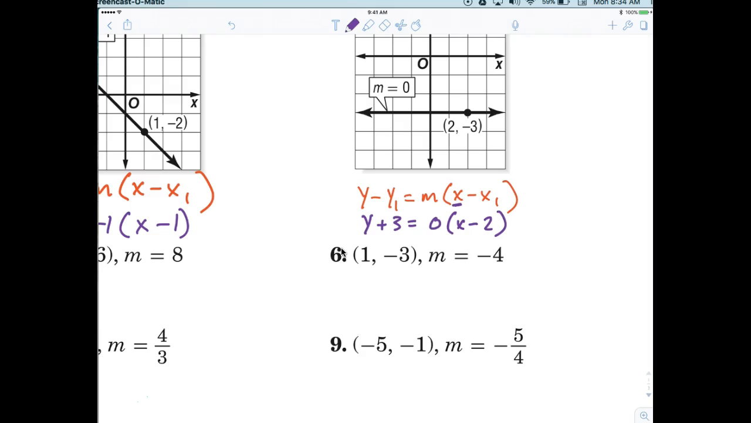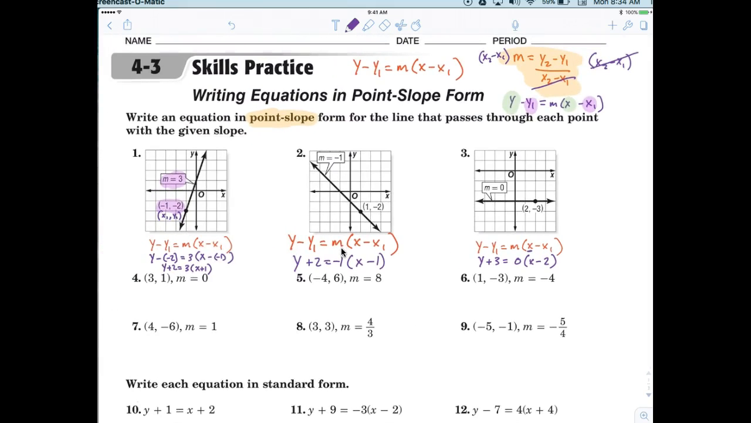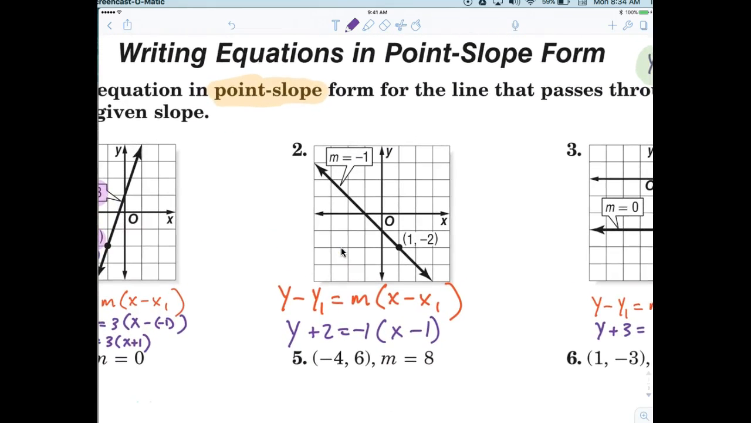Hayes, you good? Wait, so when do you know when to use this? Well, we have to read the directions. Oh, the point slope. Okay. There you go. Point slope.